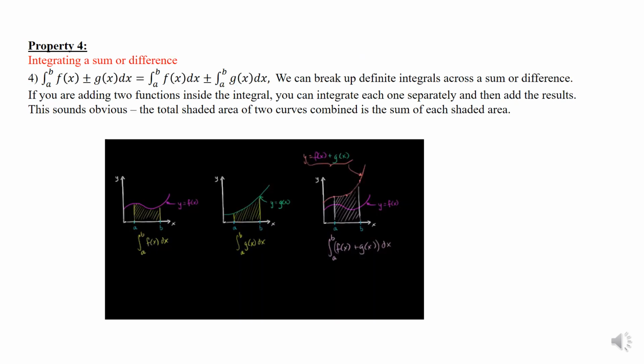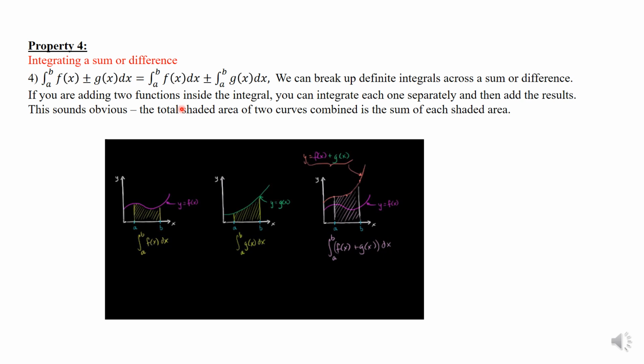Integrating a sum or difference, this is property 4. We can break up definite integrals across a sum or difference. It means the integral from a to b of f of x plus g of x. You are adding two functions inside the integral, so you can integrate each one separately. This will be equal to the integral of f of x dx from a to b plus or minus the integral of g of x dx from a to b. And then after that you can add the results.